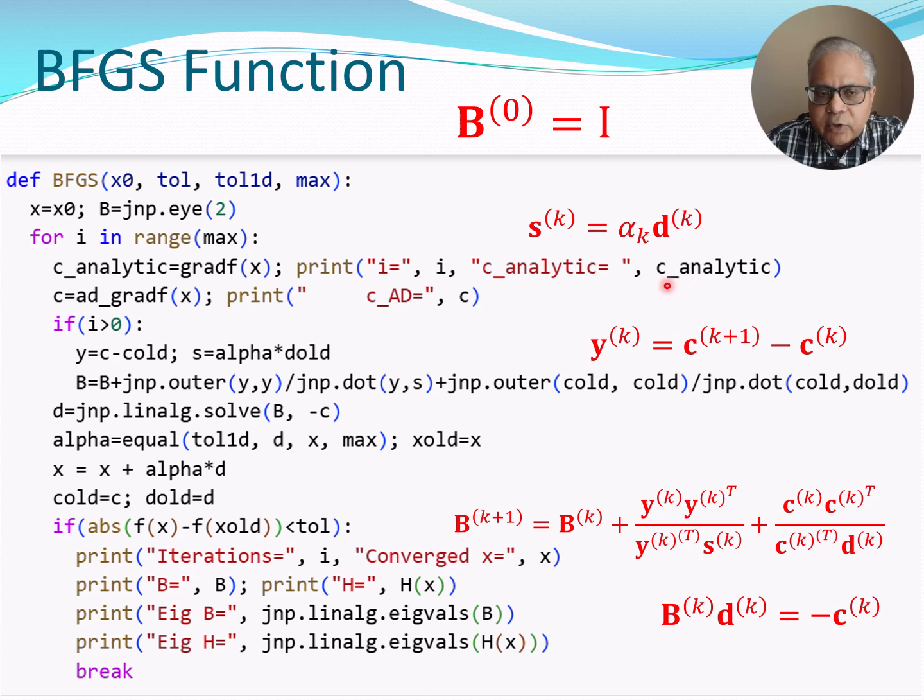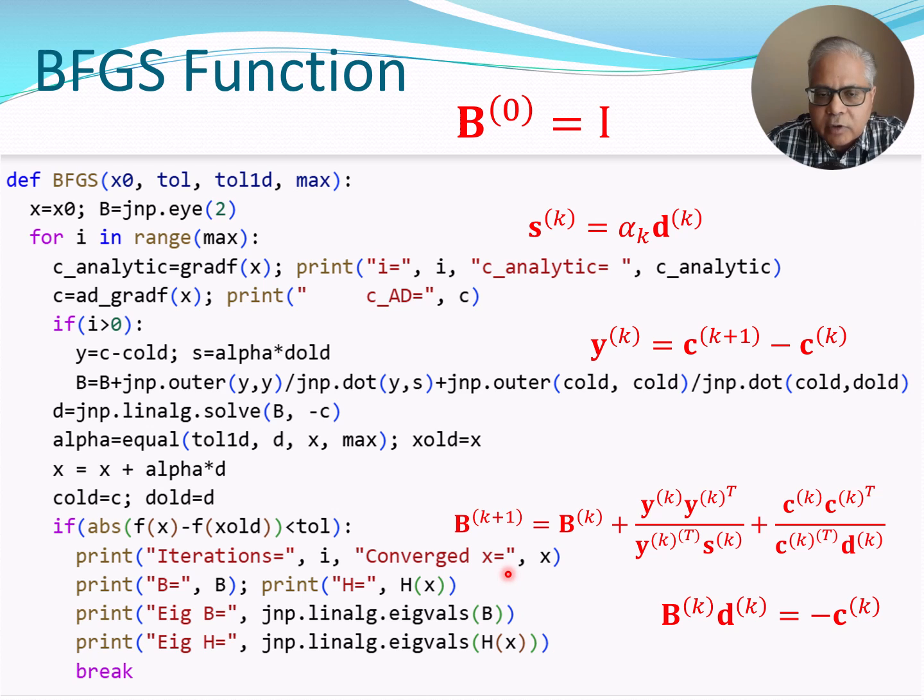So this is going to let me calculate the exact gradient vector and compare it with the one I have obtained through the AD method. But remember, what I'm using here in the code is this C value, and this C value is coming from the AD method here.